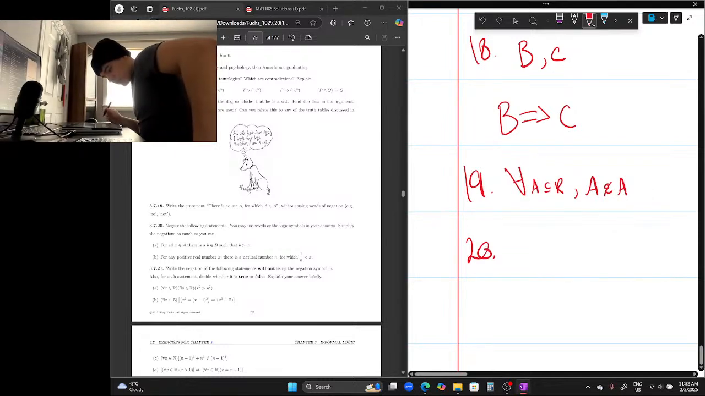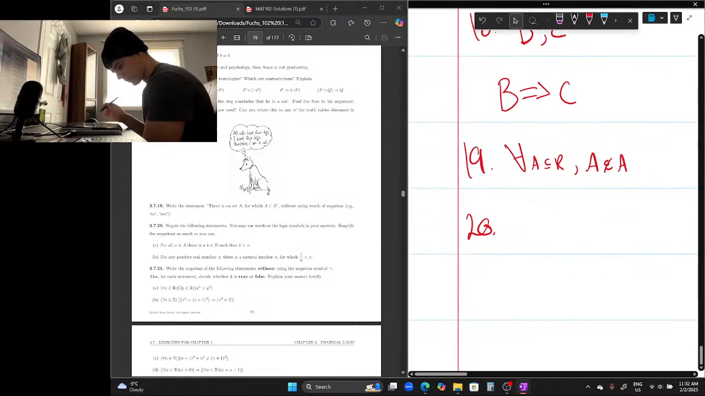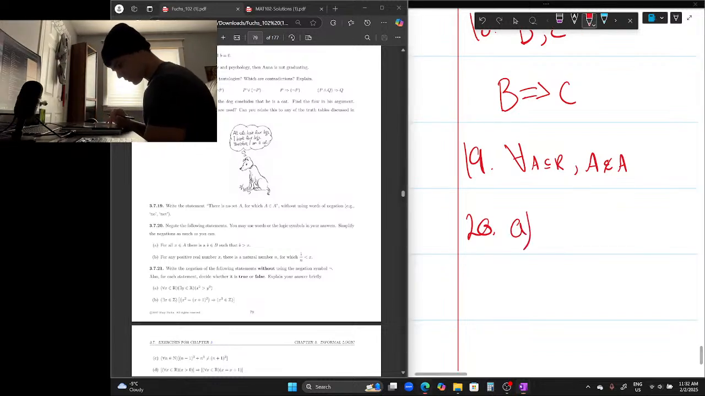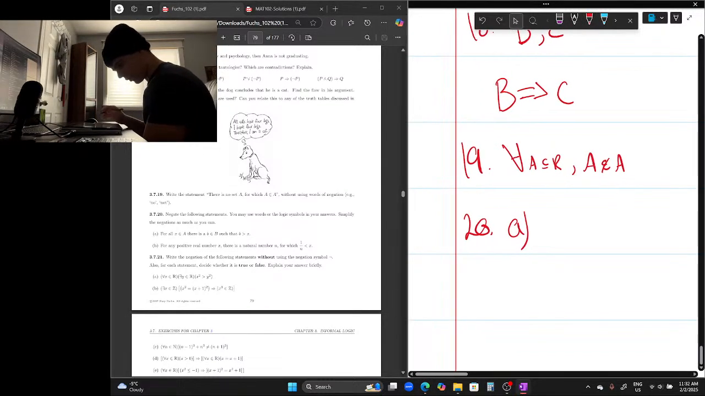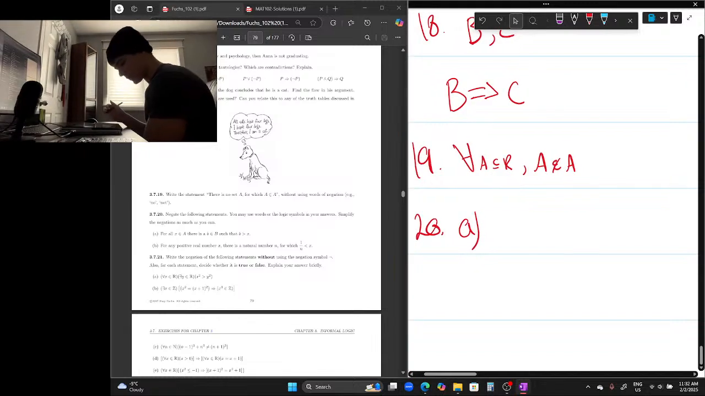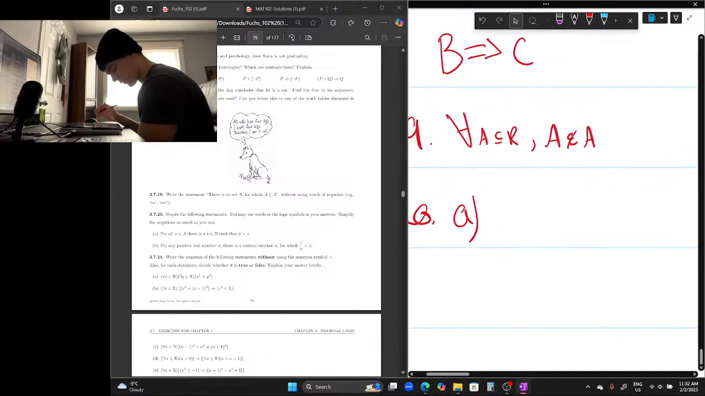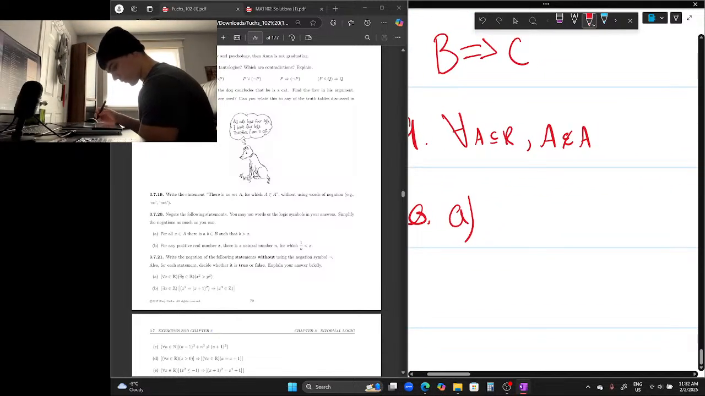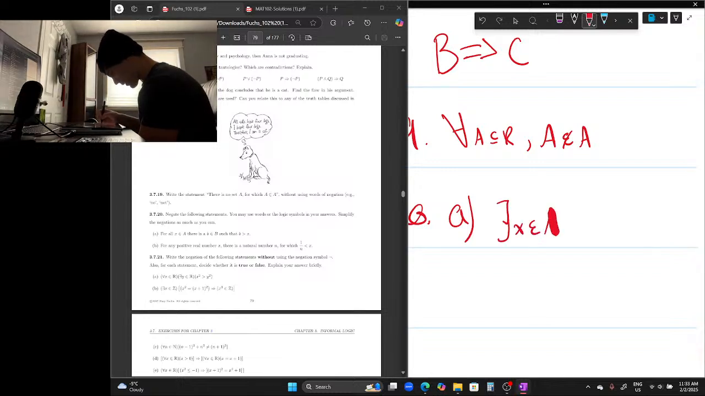Negate the following statements. You may use symbols as much as you can. Okay, negation. For all x in A, there is a b in B such that b is greater than x. Okay, so switch the quantifiers around. So there exists an x in A.